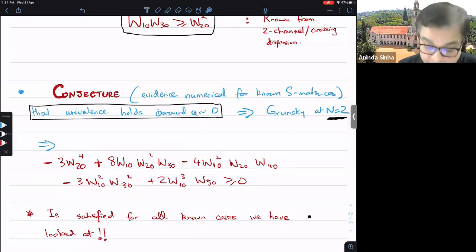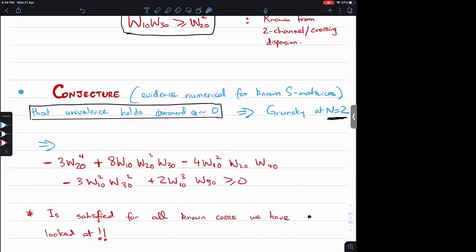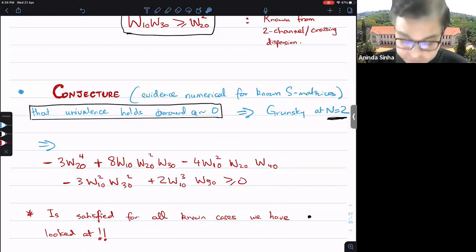And then you can go ahead and check whether this nonlinear inequality holds, and it does hold. This is the Grunsky inequality. Yes, exactly. So the Grunsky inequality does hold.